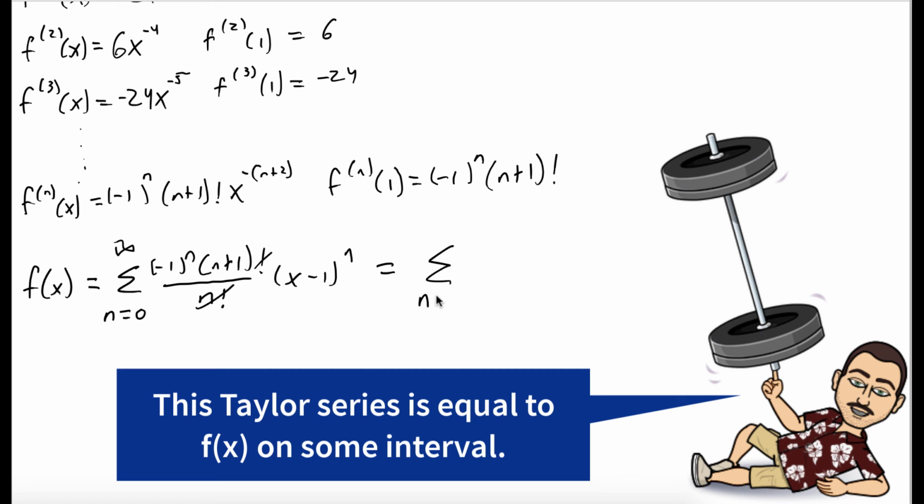So the Taylor series for our function centered at 1 is the sum from n equals 0 to infinity of negative 1 to the n times n plus 1 times x minus 1 raised to the n.